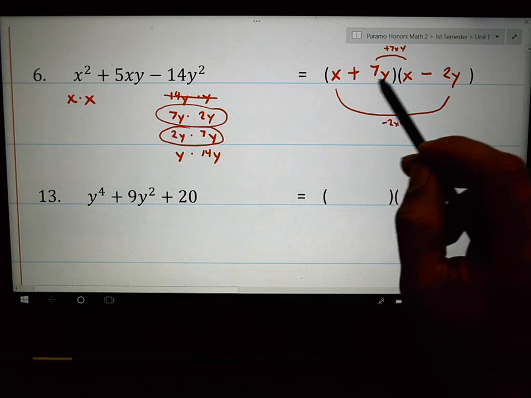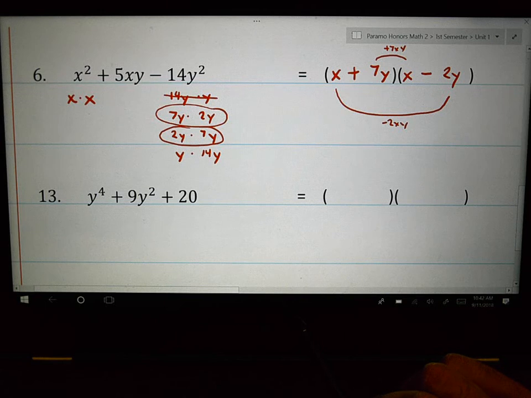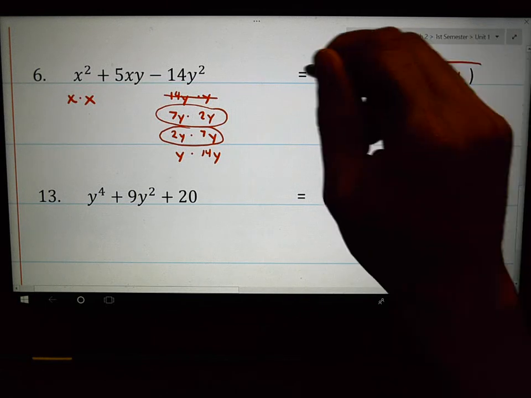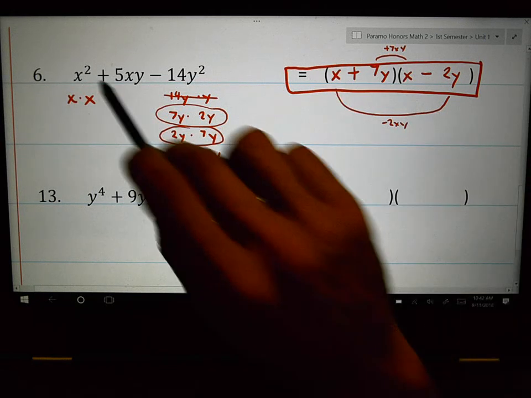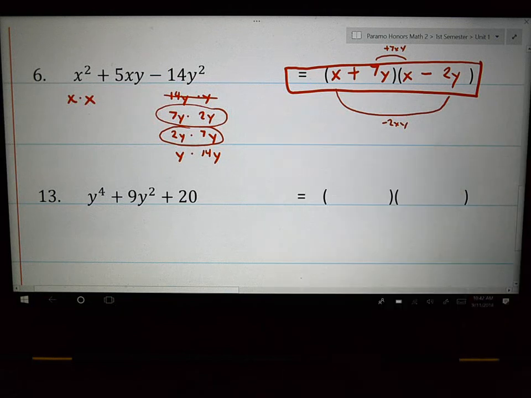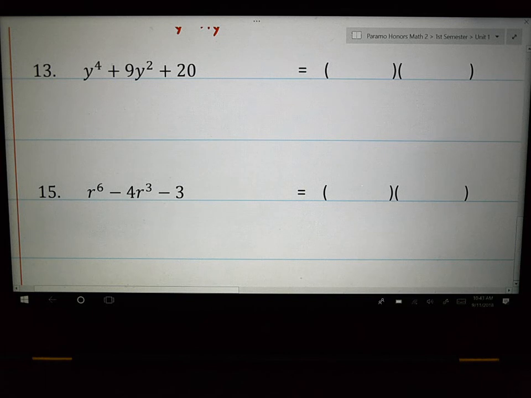Is there any GCFs? I should check. Is there any difference of squares? I should check that. If not, there's our final answer for number 6. You can always double check by foiling. You should be able to get that same answer, by the way. That's why we're doing the guess and check method. Then what they do, number 13, is they try to trick you by doing something to the 4th power. So these kids will get fooled if we go to the 4th power, but not the honors 2 students in this class. You are too smart for that.